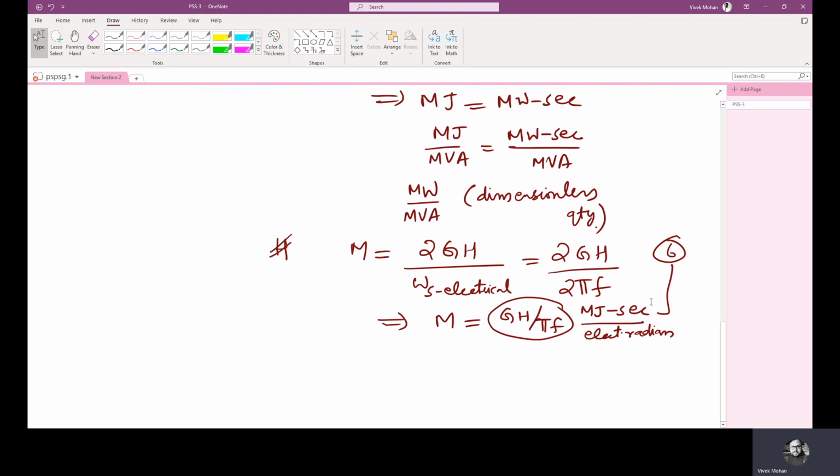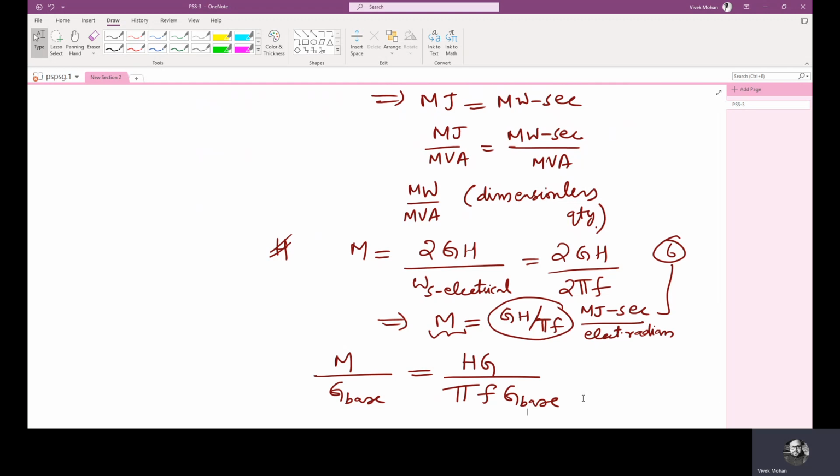Okay. Now assuming G as the base, if G is the base, you can convert this into per unit. The moment of inertia here is the actual moment of inertia. We can convert it into per unit by dividing with the base. So if we are assuming G as the base, then M divided by G base equals HG divided by pi f G base, right? On both sides we have divided with G base.